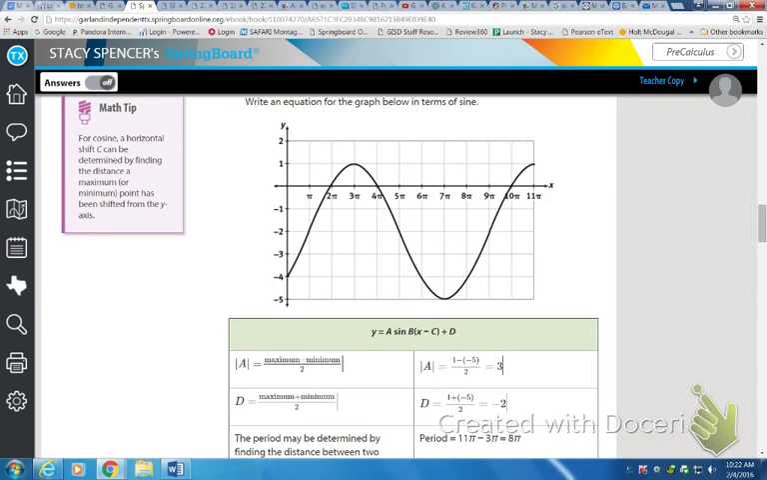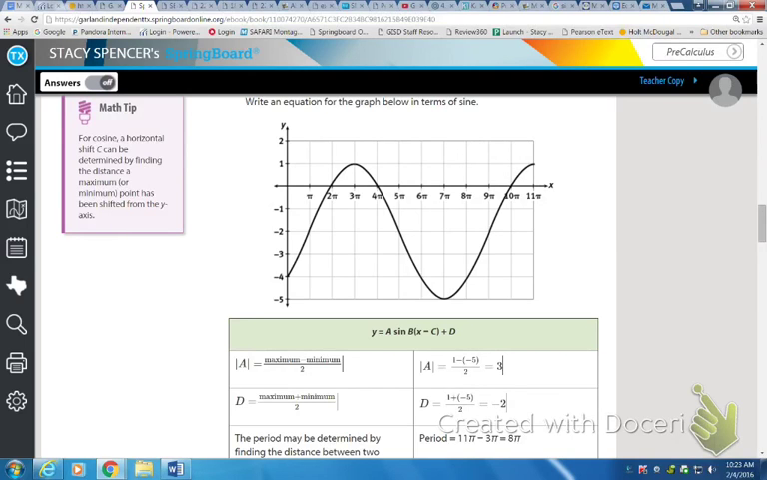Okay, so let's take our graph and we're going to go back in. We're going to find the A, the B, the C, and the D. And then once we find all those, we have to decide if in fact this thing has been reflected or not. Now, when you are given a graph, they may ask you to write an equation based on the sine function or based on the cosine function.